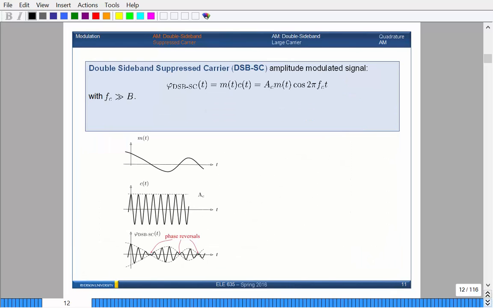Okay, so the first type of amplitude modulation which we'll talk about is what's known as double sideband suppressed carrier. So what that simply means is that you're going to take your carrier and just blindly multiply it by your message. It's very simple.